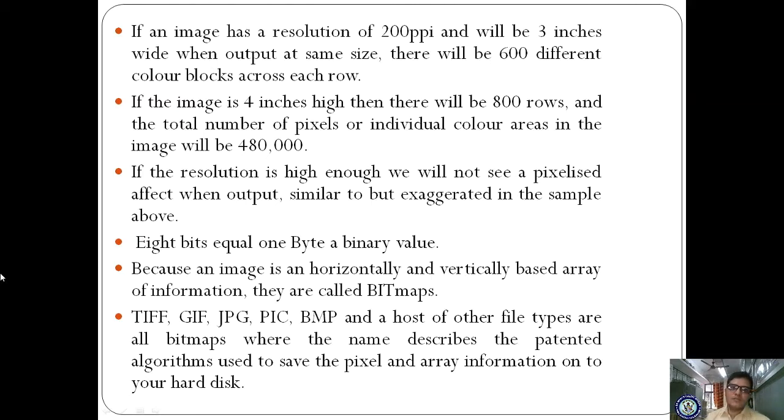If the image is 4 inches high, then there will be 800 rows. If it is 4 inches high, how many rows will exist? 800 rows, and the total number of pixels or individual color areas in the image will be 480,000.